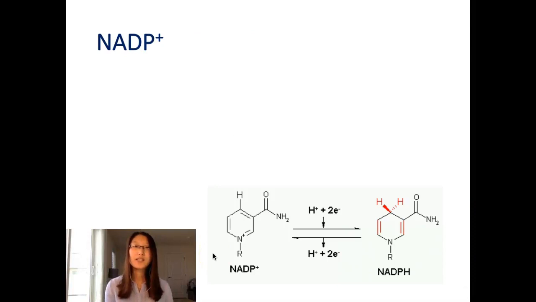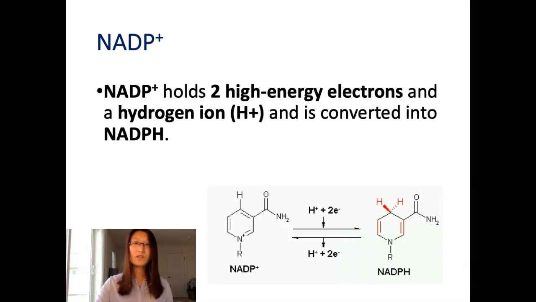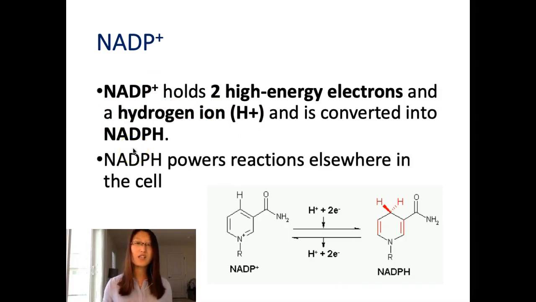All right, so let's take a look at NADP+ again. The equation is this. You don't need to know how to draw these molecules, obviously, but you do need to know that NADP+ plus H plus two electrons makes NADPH. So NADPH has a hydrogen with it, obviously, but there are also two high energy electrons inside of it. So NADP+ holds two high energy electrons and a hydrogen ion and is converted into NADPH. And NADPH is what powers reactions elsewhere in the cell.